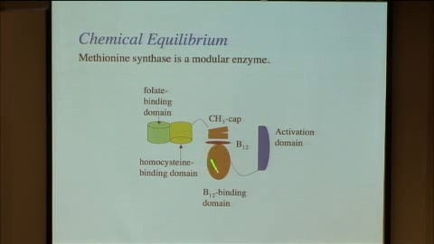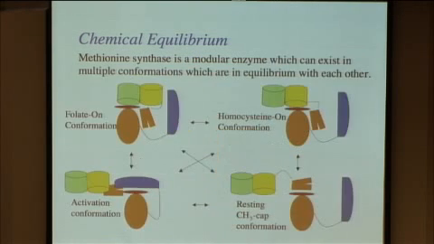It's modular. Here's the vitamin B12 binding domain, the vitamin B12. There's this region that has to move called the methyl cap. The B12 here needs to interact with a folate domain, a homocysteine domain, and an activation domain. So you need to have at least these 4 different structures. And these 4 structures will be in equilibrium with each other.